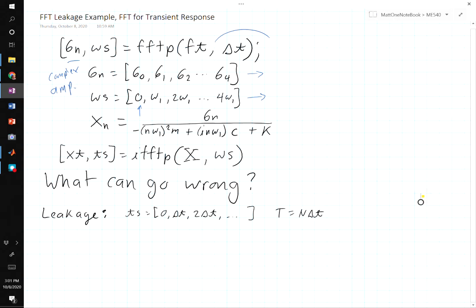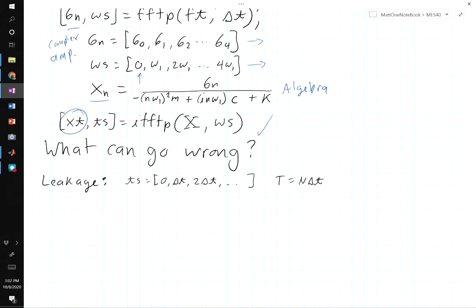So we can use algebra, just as we've done for simple steady-state vibration problems, to solve for the complex amplitudes of the response. And then if we want the time function back, we can use the IFFT to do that. So this is an amazing tool, and it's one that I use a lot. It's really useful. But what can go wrong? What do we need to worry about here?